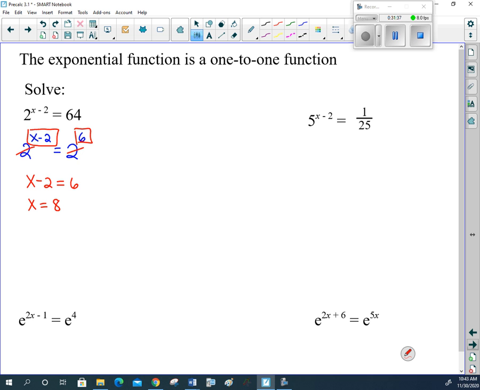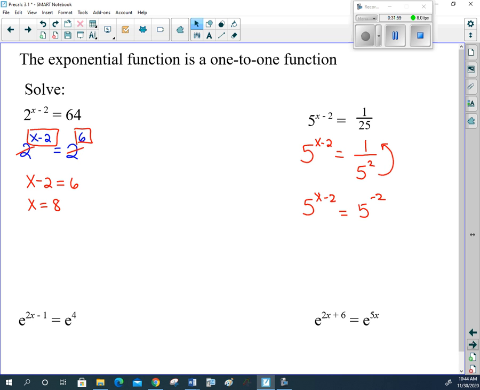Okay, over here, this is 5 to the x minus 2. Right now, I could write that as 5 squared, but that's not the same thing. 5 is in the numerator spot. My 5 is in the denominator spot. So if I move that up and I write it like this, now I can put those two equal to each other. I can say x minus 2 equals negative 2. So x equals 0. That's the solution to that one.